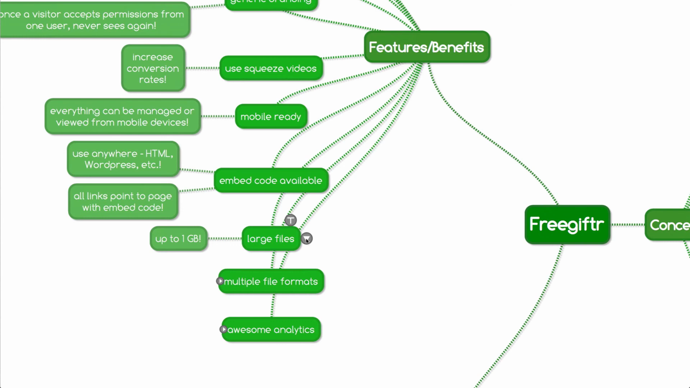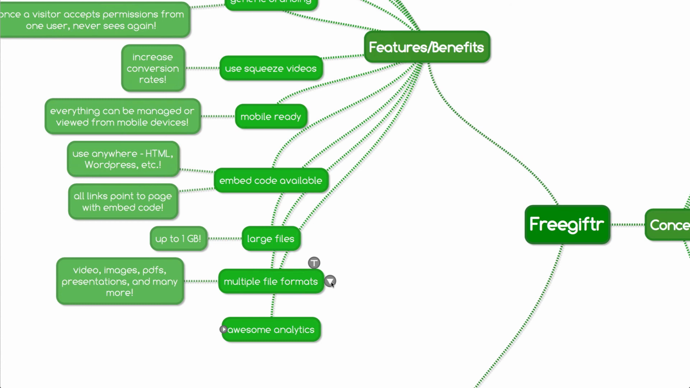Large files, up to 1 gigabyte. If you have something you're trying to upload into Freegiftr that's bigger than 1 gigabyte, you probably want to create a product and go ahead and sell it. But you're able to give away up to 1 gigabyte of information. The other thing is multiple file formats. You can upload videos by themselves, MP4s, .movs, .wmv, whatever you want.